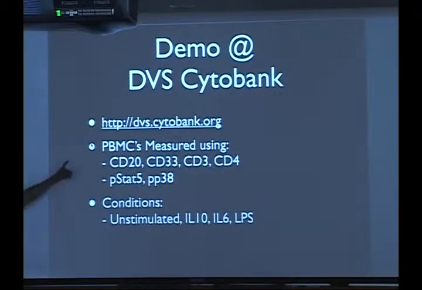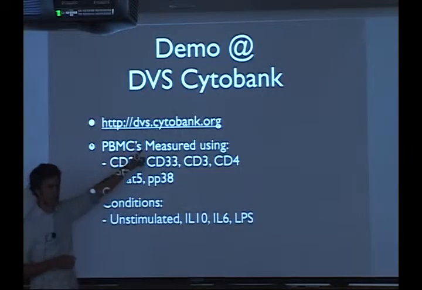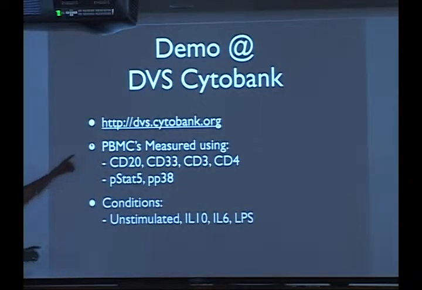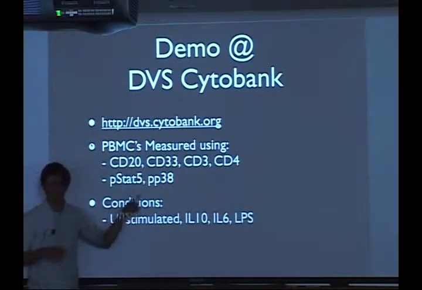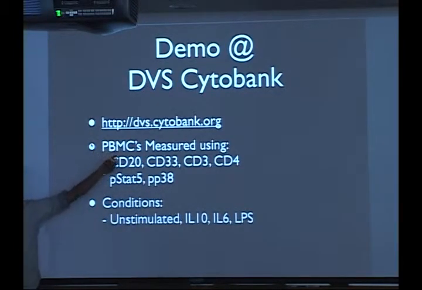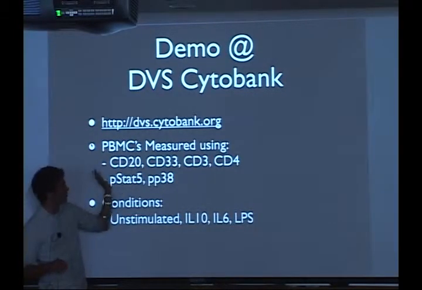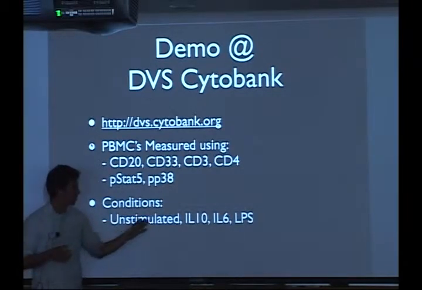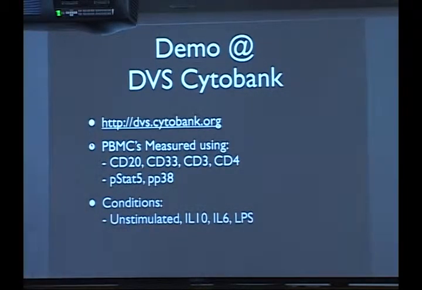Now I'm going to show you a demo on dvs.cytobank.org. There is a publicly available experiment called SPADE demo. If you want to recreate this analysis or follow along on your laptop, you can do that if you have a DVS Cytobank account. What I'm going to show you today is just a very simple example using PBMCs measured using fluorescence flow cytometry. It's got 4 surface markers and 2 phosphoproteins, and these data were measured under 4 different experimental stimulation conditions.